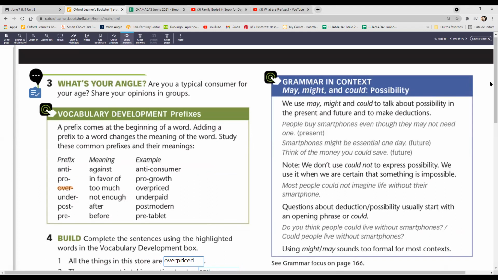Can you read the examples, please, Sadrini? The first one, please. People buy smartphones even though they may not need one. Present. Smartphones might be essential one day. Future. Think of the money you could save. Also future. Okay, thank you, Sadrini.